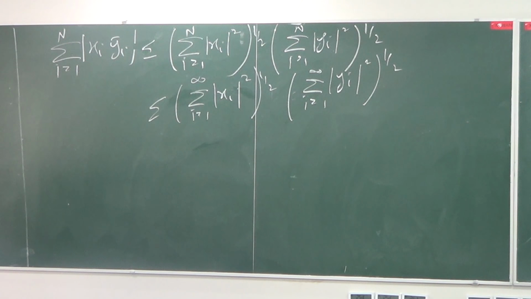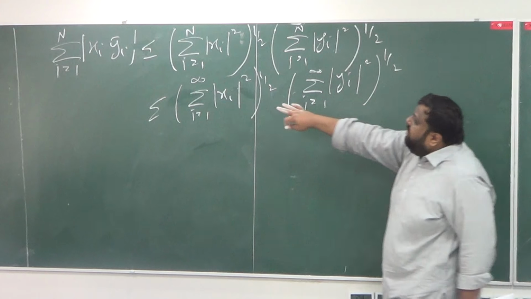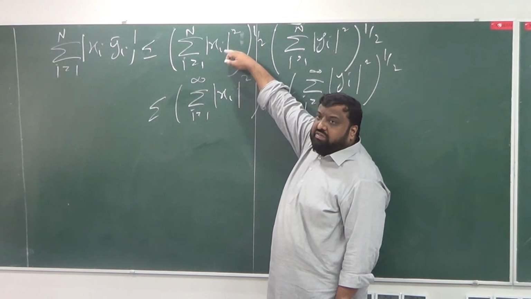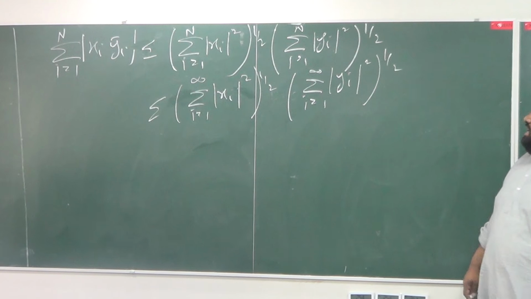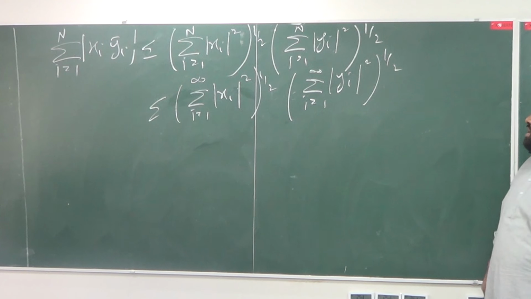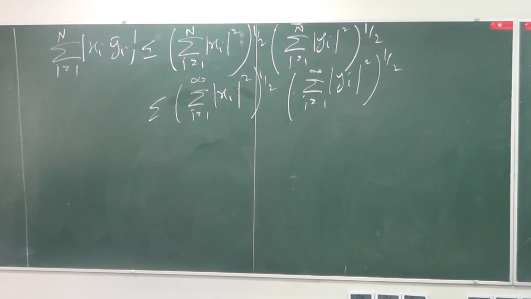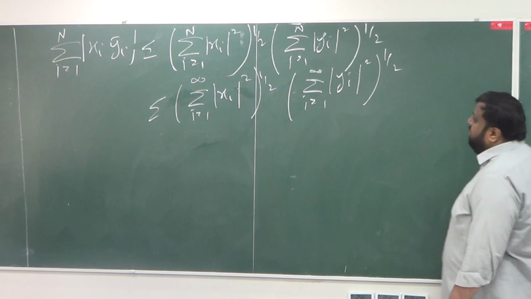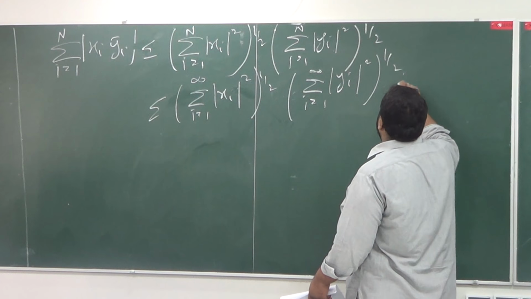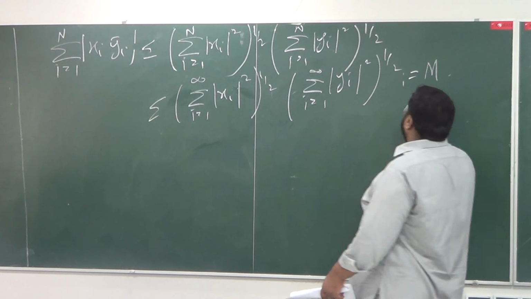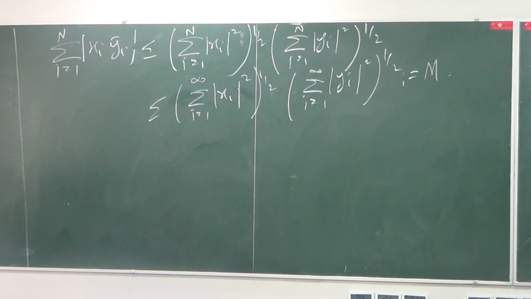Because that's a finite number of positive terms, and that's an infinite number of positive terms. And since x and y are square summable, this makes sense. And this must be a fixed number. So if this is finite, imagine that this is a fixed number.